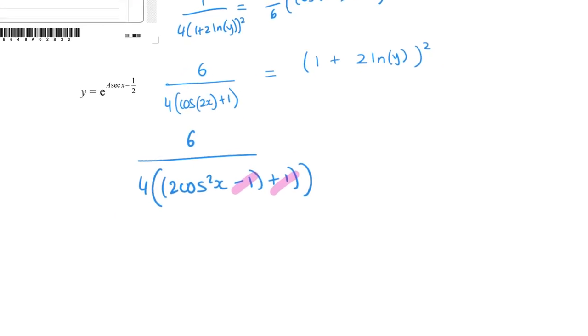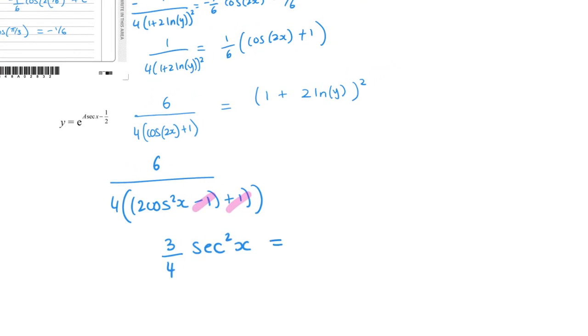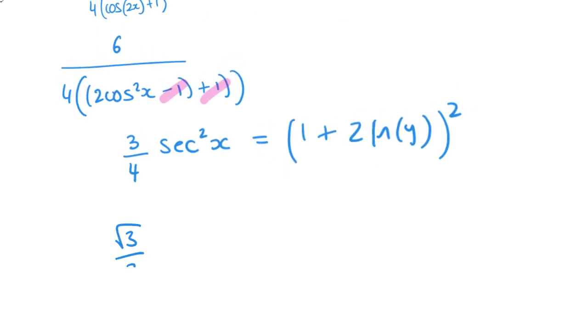So now I'm going to have 6 over 8. What's 6 over 8? 3 over 4 cos squared x sec squared x. Okay, this is it. Equals 1 plus 2 ln of y all squared. Okay, so now we can square root both sides. So I get root 3 over 2 sec of x equals 1 plus 2 ln y. Don't square root the second. Yeah, sec squared square root of just sec.